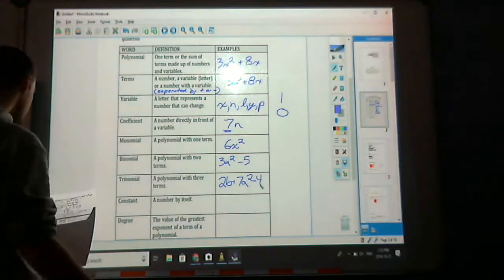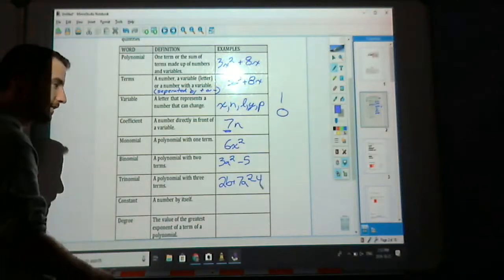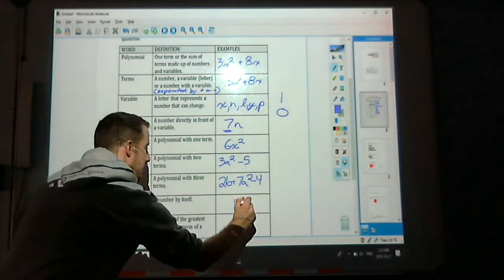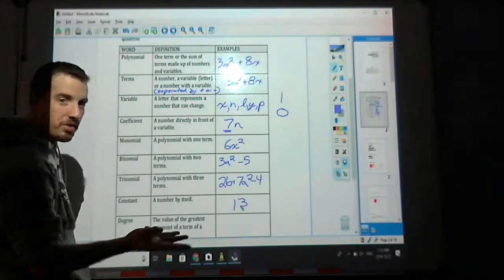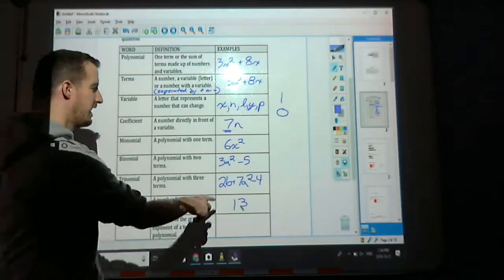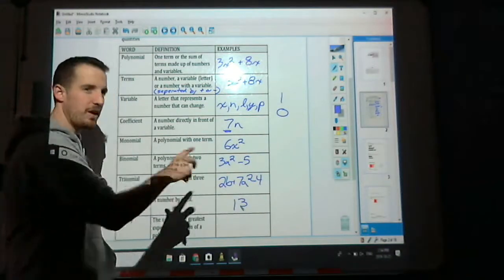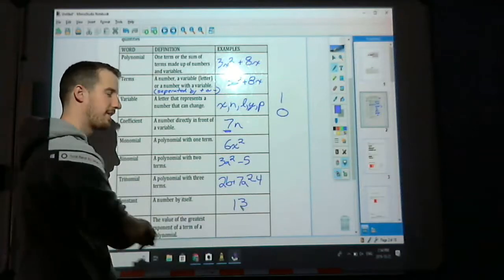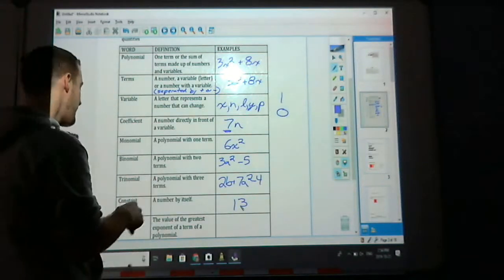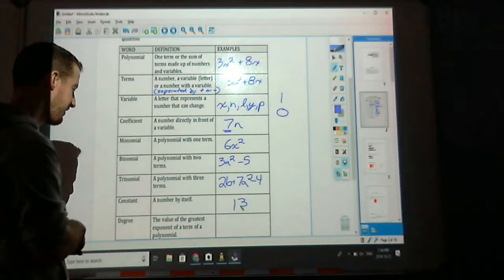Okay, a constant is a number by itself. So in this case, we could say 13, right? It's just the number 13. It's constant. It doesn't change because we don't have a variable. So the variables are the only things that can change. A constant does not change. You learned that back in grade 6, and I know that because I taught grade 6 now.